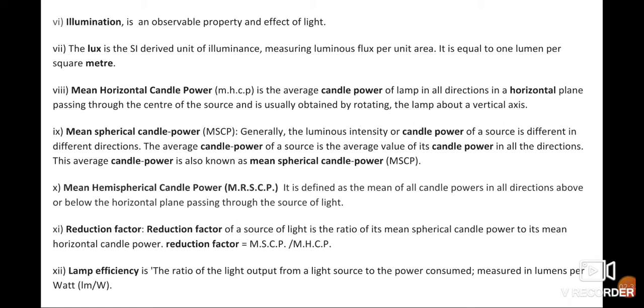What is lux? The lux is the SI derived unit of illuminance measuring luminous flux per unit area. It is equal to 1 lumen per square meter.